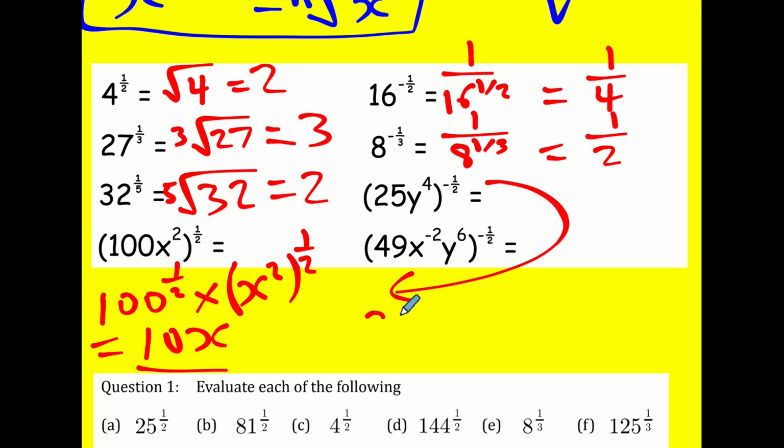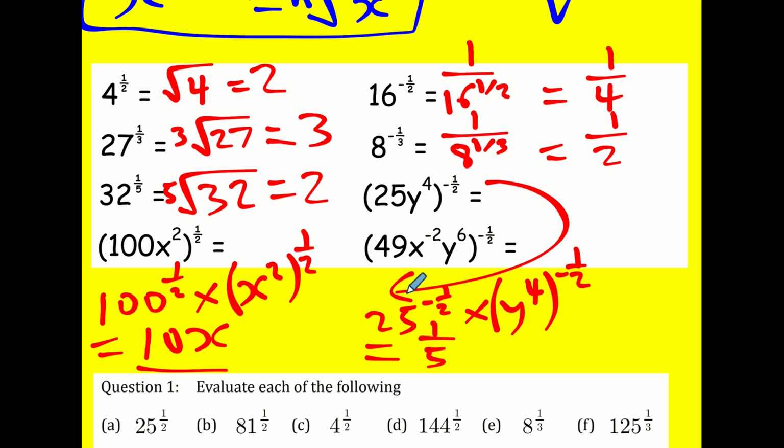It's going to be 25 to the power of minus a half multiplied by y to the 4 all to the power of minus a half. Notice I'm putting a bracket in here. That's good practice. Okay, this is going to become, I'm going to do this quickly now, 1 over 25 to the half, or 1 over square root of 25, which is 1 over 5.